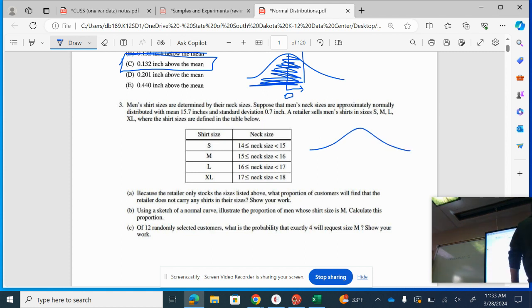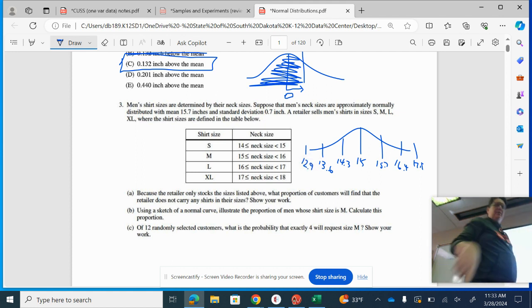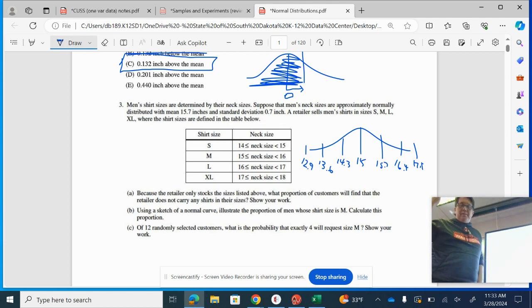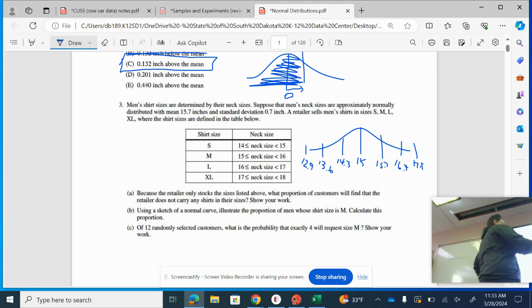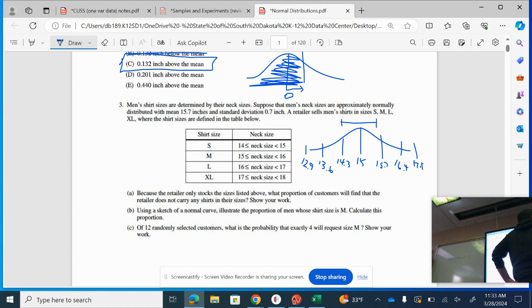You could draw the curve. You could put 15.7 in here. You could add 0.7, add 0.7. You don't need to draw this whole curve, but subtract 0.7, subtract 0.7. That's old school basic stuff on the curve. Now, this, I don't think I have it on here. Maybe I do. I might be repeating myself later. But from here to here is 68% of the data on a normal curve.